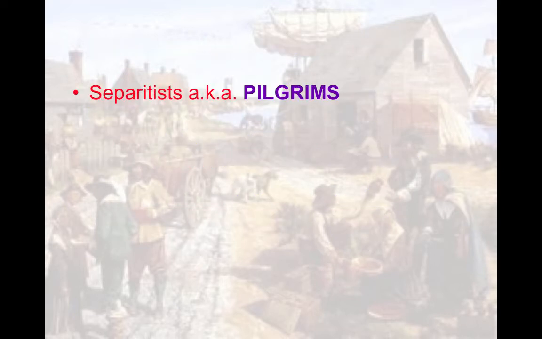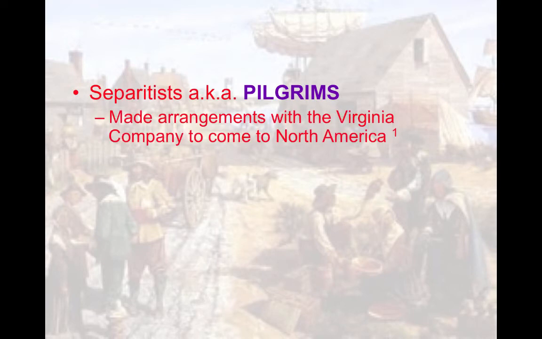Now, as I said, we were going to come back to Separatists. We don't know them as Separatists. Instead, we know them as the Pilgrims. These are the people that made arrangements with the Virginia Company to come to North America. They actually began by going into the Netherlands, which was relatively close to England at the time, but they couldn't find jobs. And they wanted to teach their children to be English, not to be Danish. So they made a decision and an agreement with the Virginia Company to come to North America.